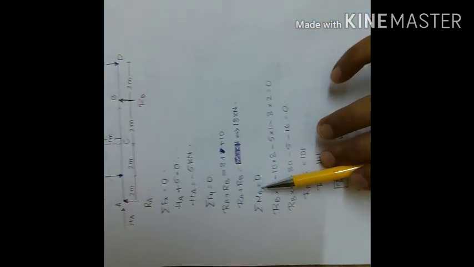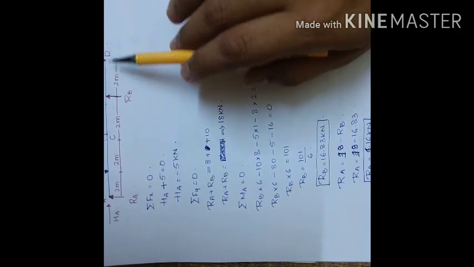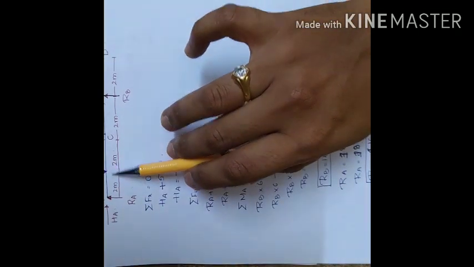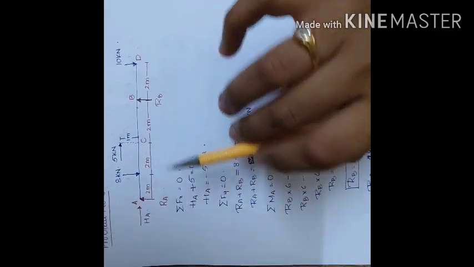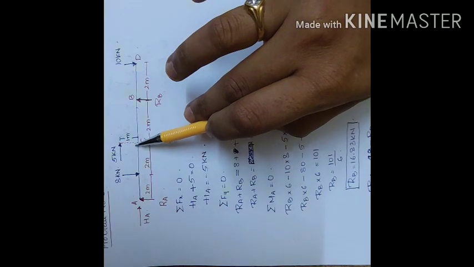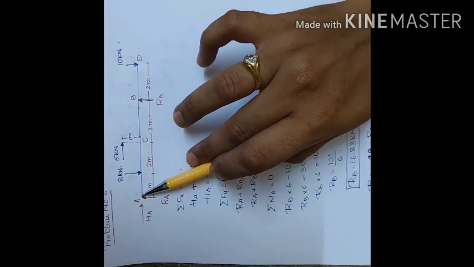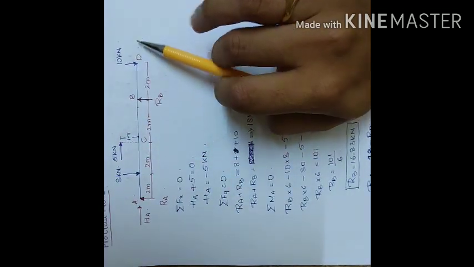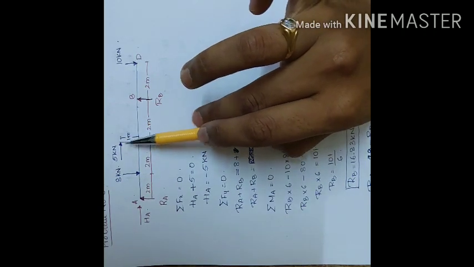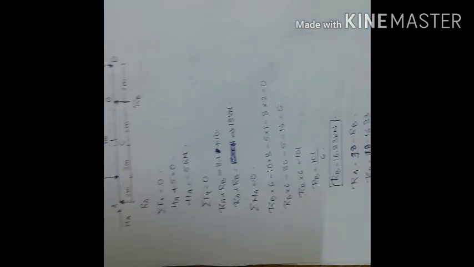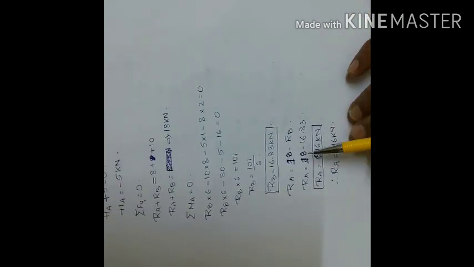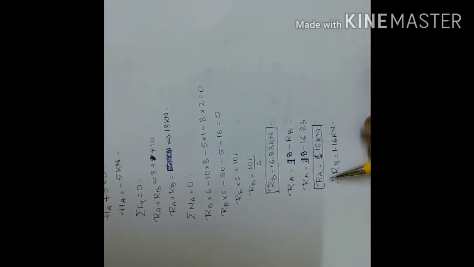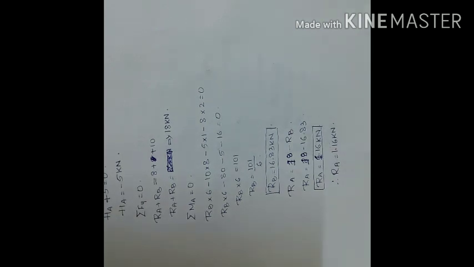Taking the moment about A. So moment about A is 10 into 8, 8 into 2, and 5 into the distance 1. With respect to this point, the force is moving in the positive direction and the perpendicular distance is 1. Calculating all these values, Rb will be 16.83 and Ra will be 18 minus Rb, so Ra is 1.16.